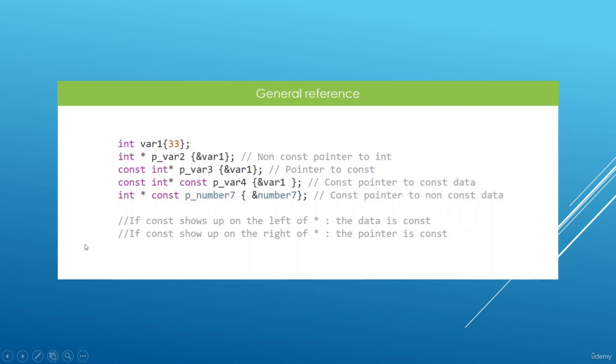And as a general guideline, you see here, if const shows up on the left of the star, the data pointed to is const. If const shows up on the right of the star, the pointer itself is const, and we can't make it point somewhere else. This is really all I can say about this topic here. Now we're going to head over to Visual Studio Code and play with this in code.